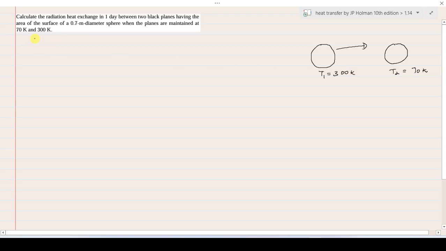Okay, so the temperature T1 is 300 Kelvin, and the temperature T2 is 70 Kelvin, and the area. We also need to find the area of this sphere, that is 4πr². So r is equal to d by 2, and what is d? That is 0.7 divided by 2, so it becomes 0.35 meter.